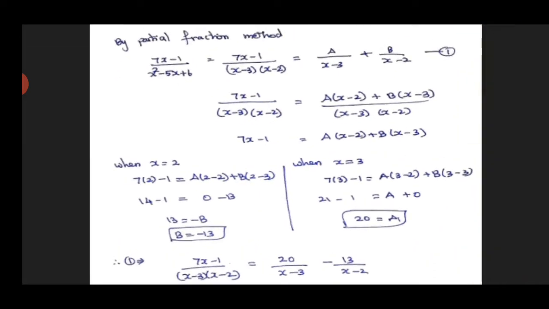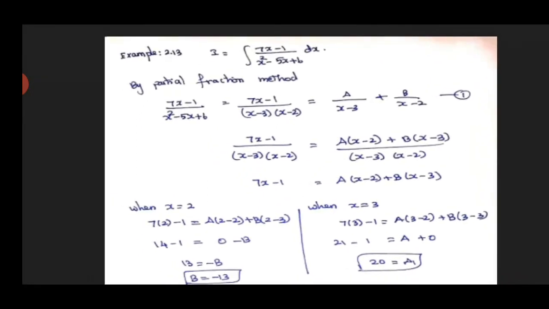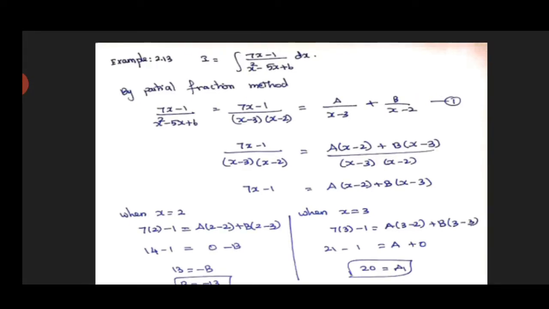I equal to integral (7x minus 1) by (x square minus 5x plus 6) into dx. Actually, this we cannot directly integrate. So we can use the concept of partial fractions. The reason is the denominator, the degree of x is 2, but in the numerator, the degree of x is 1. So if they are equal, we can use the working rule I told you in the last class, numerator equal to a into denominator plus b, like that. But that is not there in that form. So we can use this form.